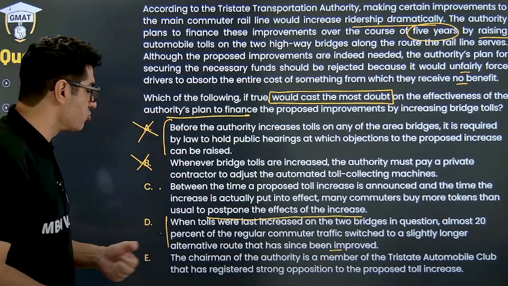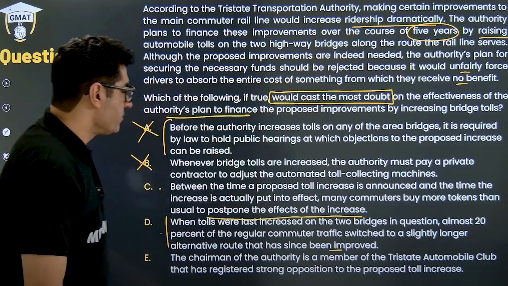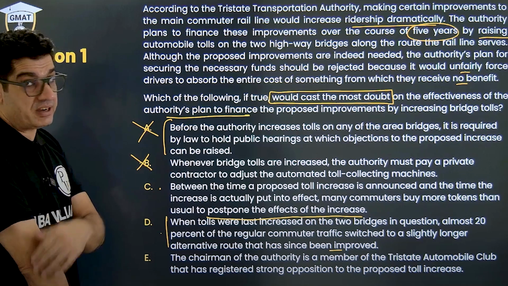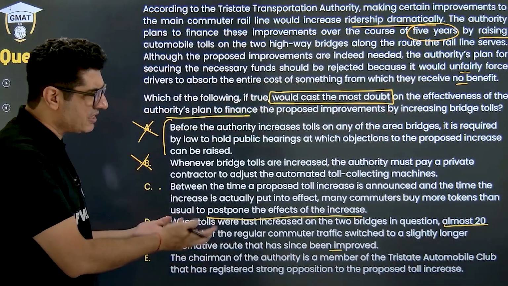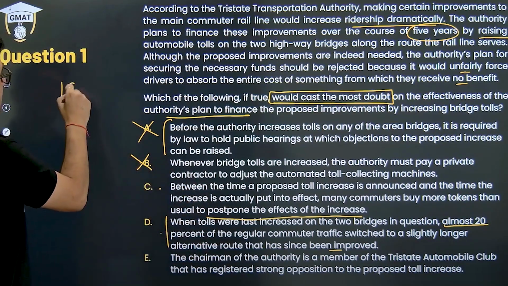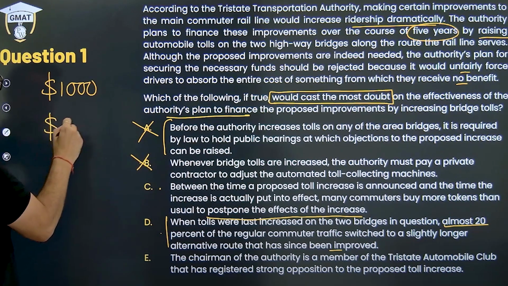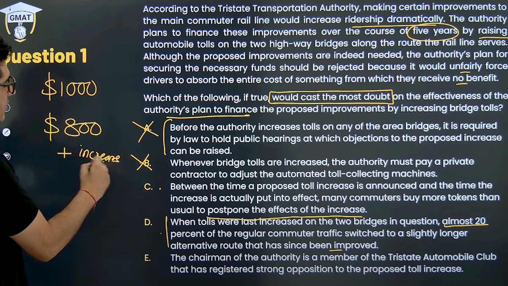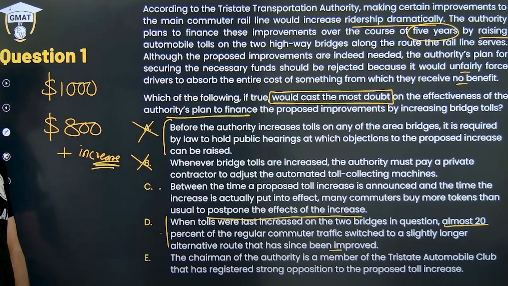So, if D is true and if past trends continue, the moment you increase it, you will notice a reduction in the traffic, and it is not a minor reduction. Last time around it was almost 20%. So let us say even this time around almost 20% commuters stop using those bridges. So far, let us say you were earning $1,000 per day. Now you'd actually be earning $800 plus the increase in the toll. Now, will your increase in the toll be so steep that it will cover up that gap?